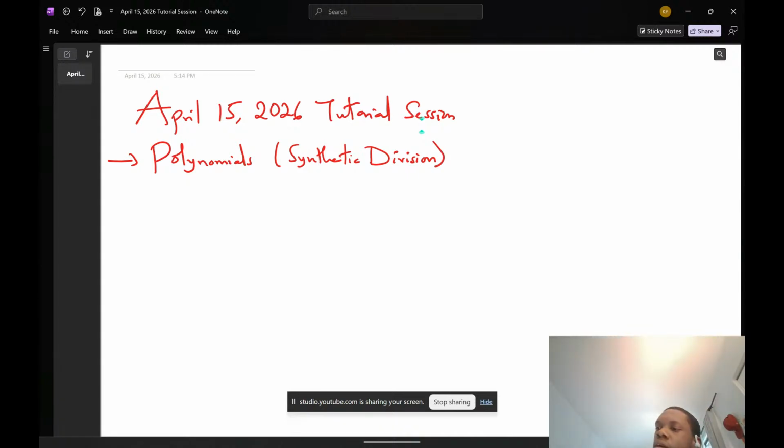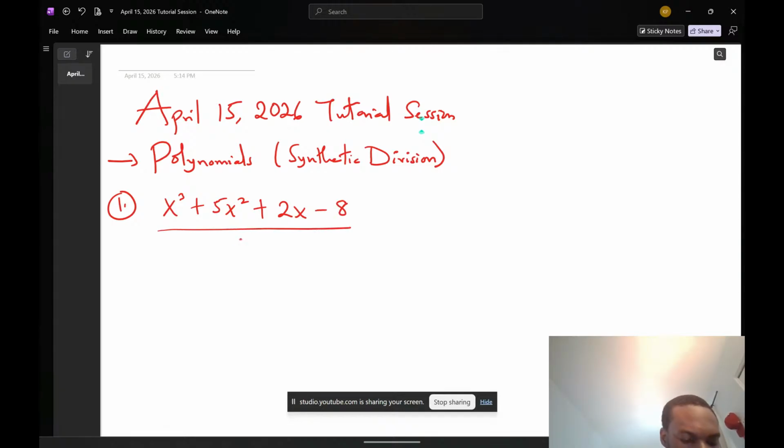Okay, so for example, let's say we're dividing x cubed plus 5x squared plus 2x minus 8 divided by x plus 2. If we're using synthetic division, we know when we write the divisor, x plus 2 equals 0, right? So x will be equal to minus 2.